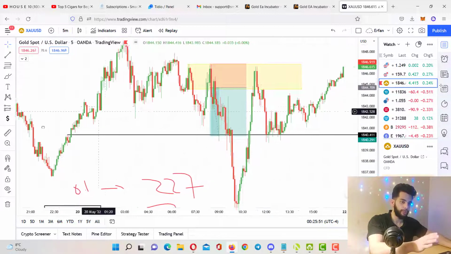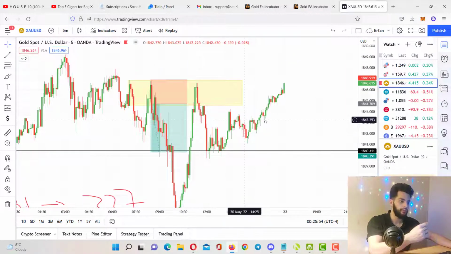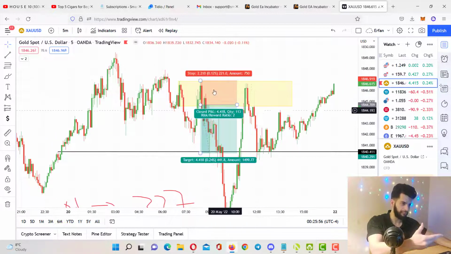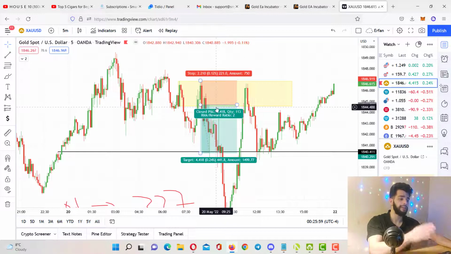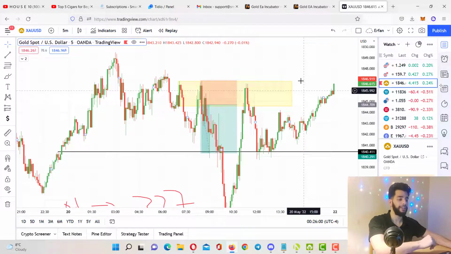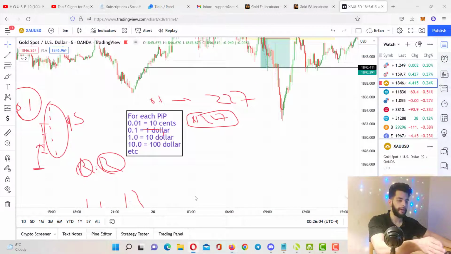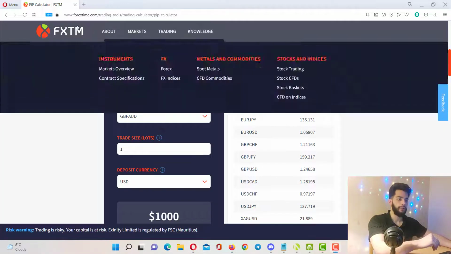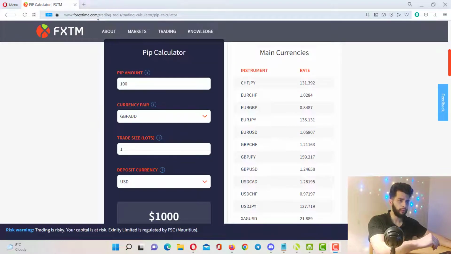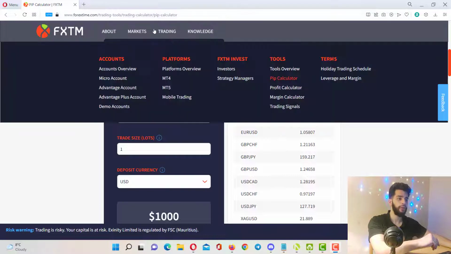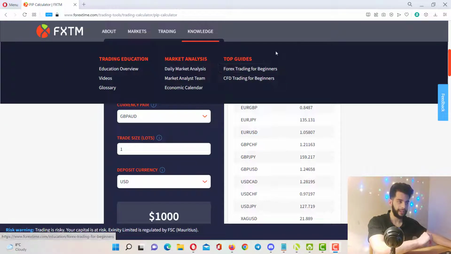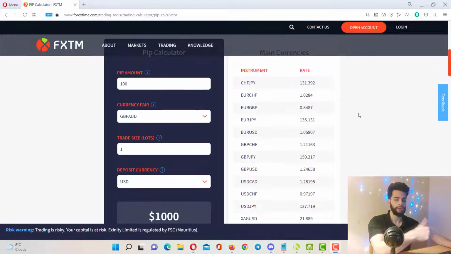So this is the first way you do it. You just use the measure tool, you just calculate your stop loss amount, how many pips it is away from the entry, and then you calculate it yourself. The second way is to use a website called forextime.com/trading-tools/trading-calculator/pip-calculator, and then it actually takes you to this page. Or you can search it on Google, FXTM Pip Calculator.